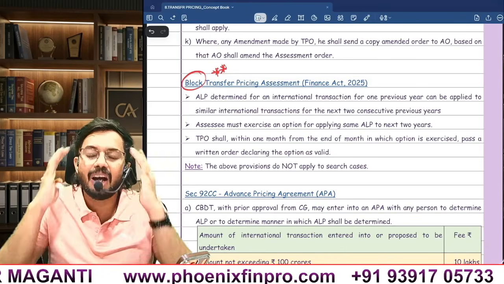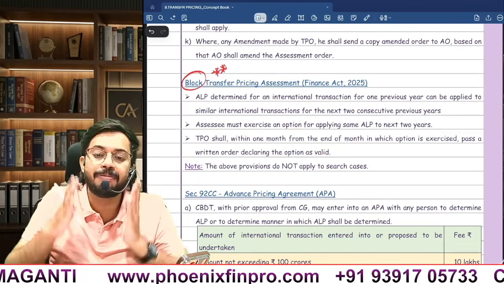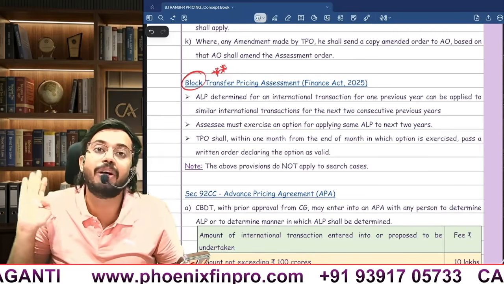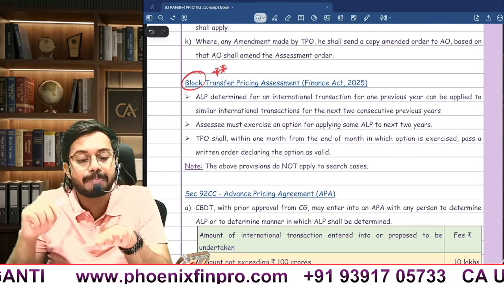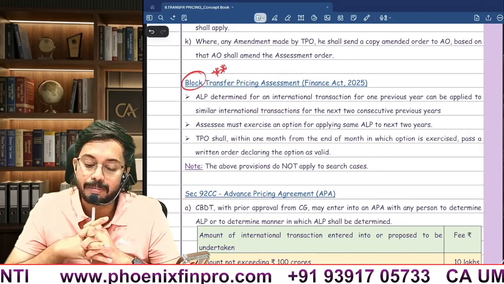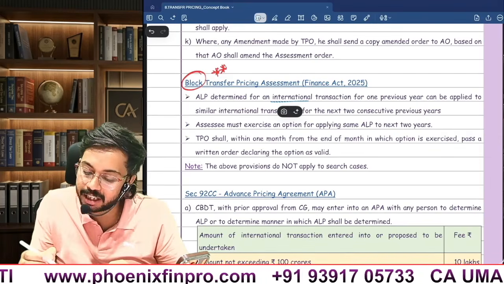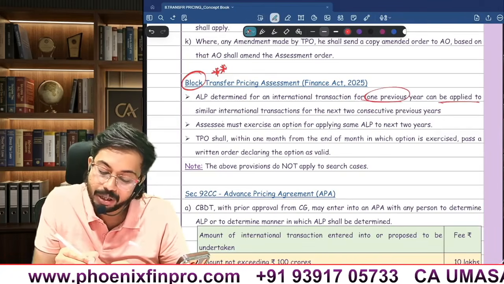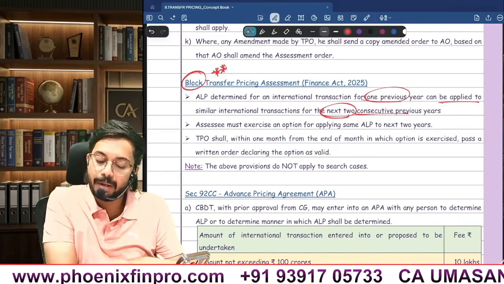So the assessee is happy. If the transfer pricing officer calculates arm's length price for 1 year, for the next 2 years he will not touch us. He will not come to our office. Are you able to understand? So applying 1 year's arm's length price for the next 2 years, that concept we call block transfer pricing assessment. So ALP determined for an international transaction for one previous year can be applied to similar international transactions for the next 2 consecutive previous years.